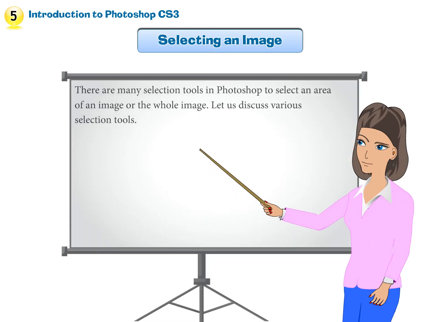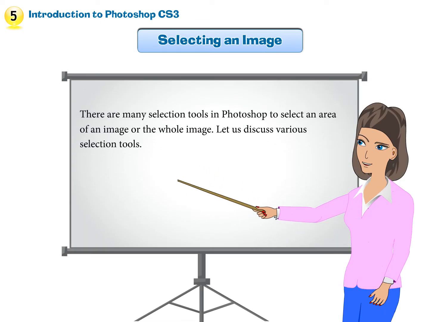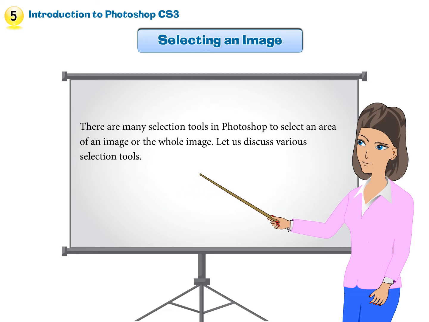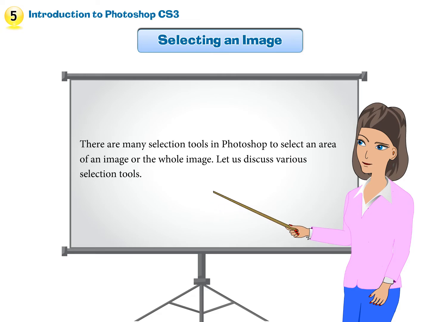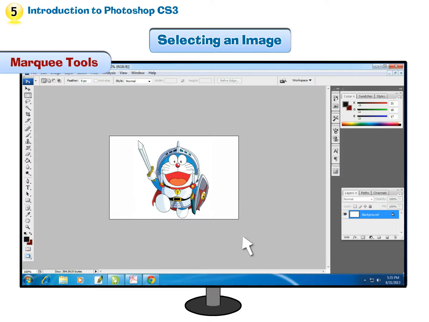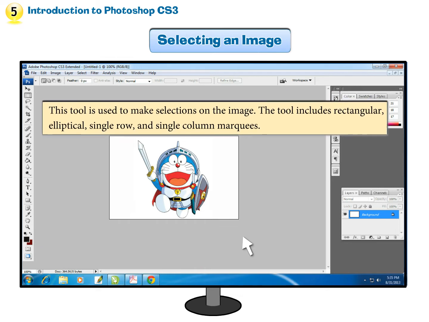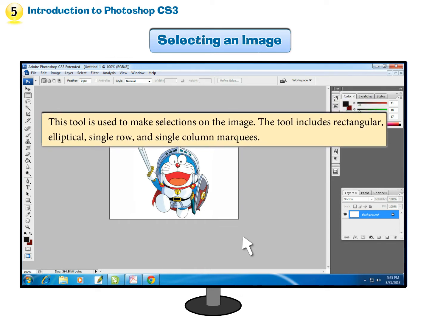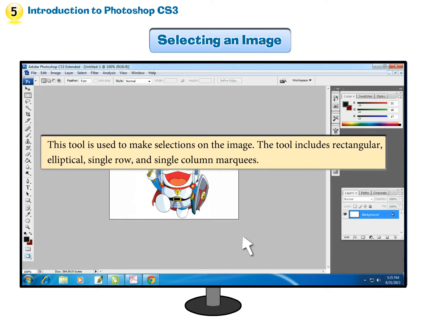Selecting an image. There are many selection tools in Photoshop to select an area of an image or the whole image. Let us discuss various selection tools. Marquee tools. This tool is used to make selections on the image. The tool includes rectangular, elliptical, single row and single column marquees.